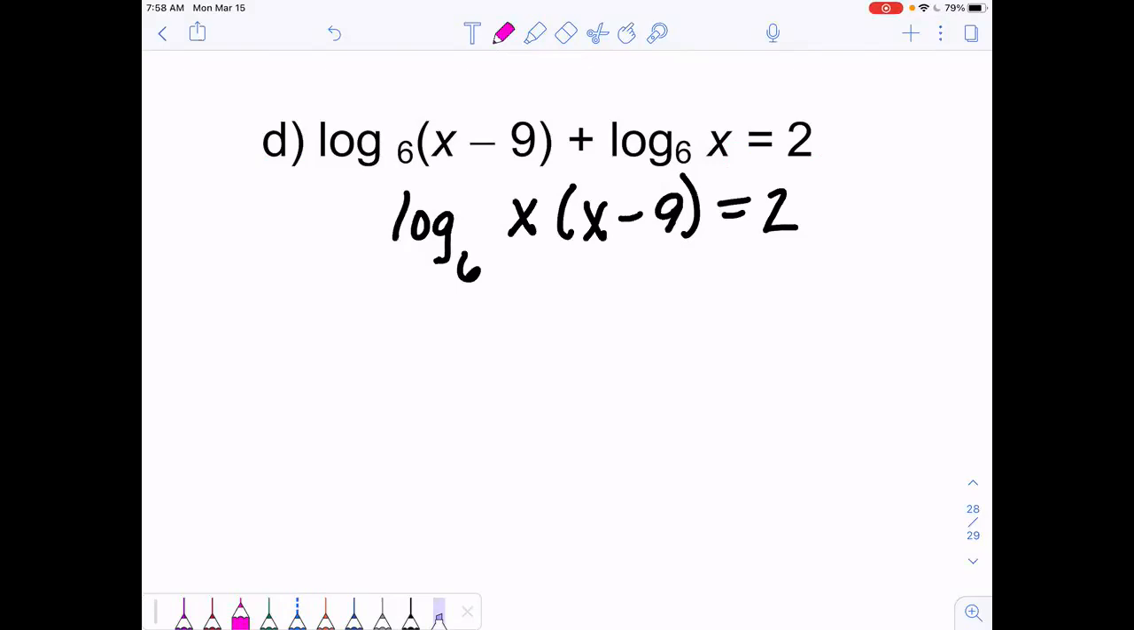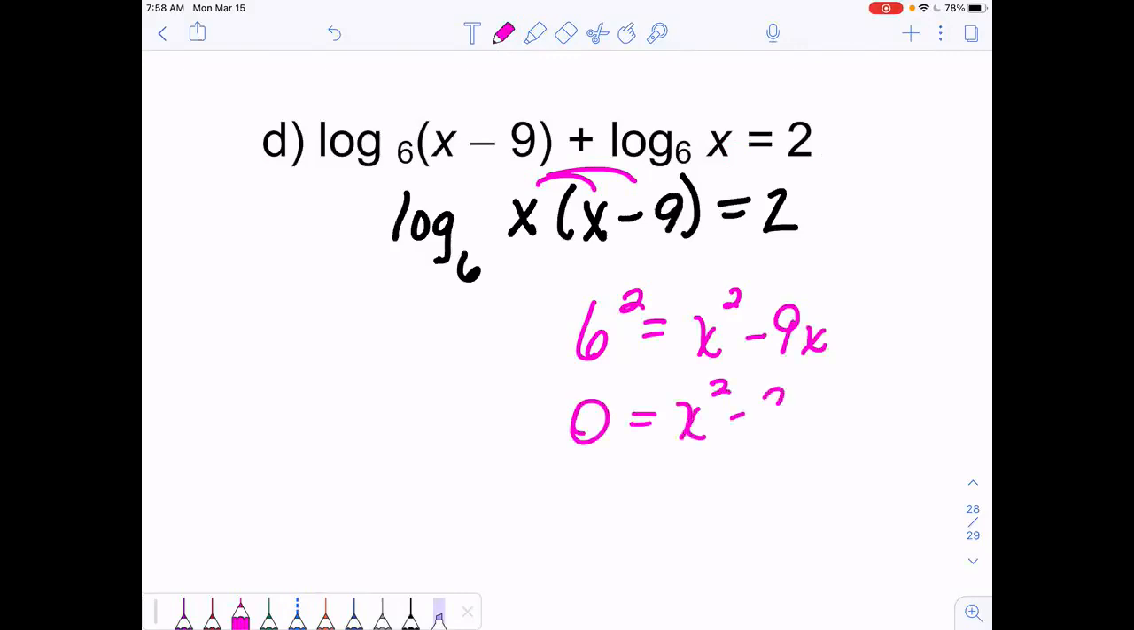So Julia, how would you write this in exponential form? Yeah, let's just distribute that. So we have x squared minus 9x. Yeah. And if we set it equal to 0, 6 squared, Julia, is 36. So I would have to subtract 36 to the other side. So 6 squared, 36. Set it equal to 0 means we have to take it to the other side. And then we need two numbers that multiply together to be -36.